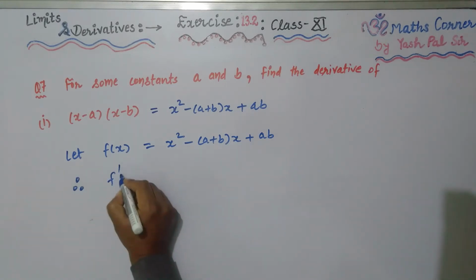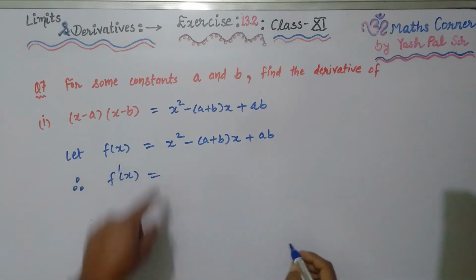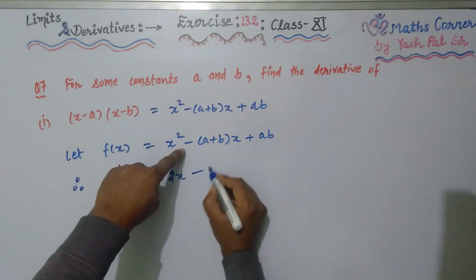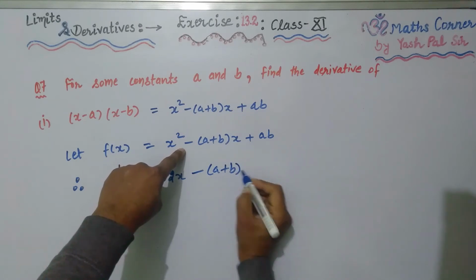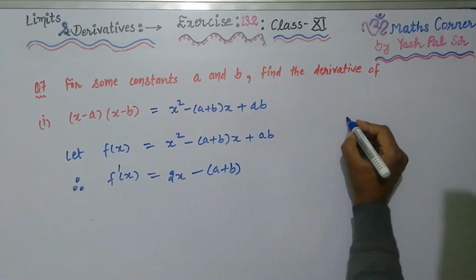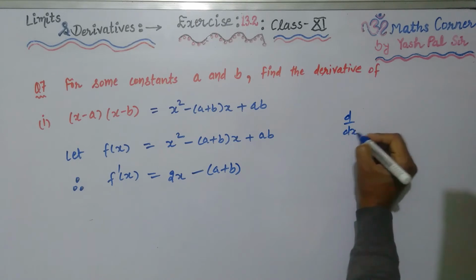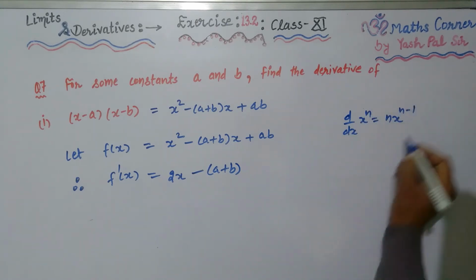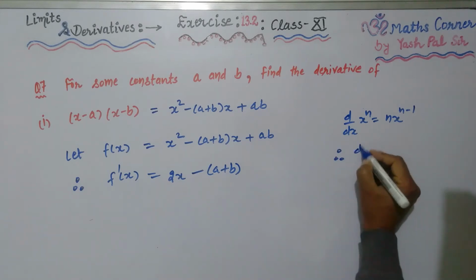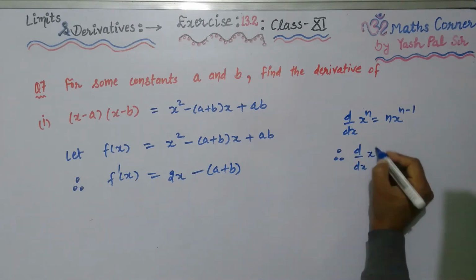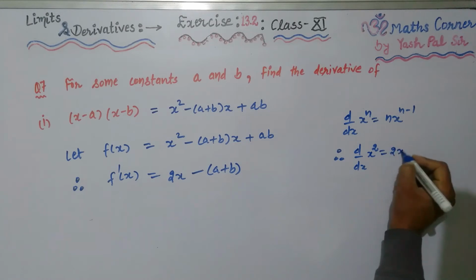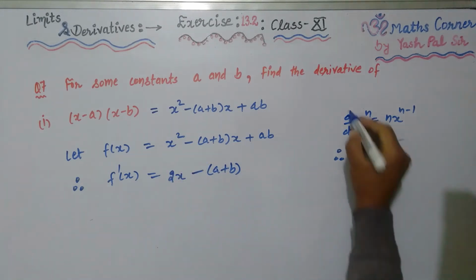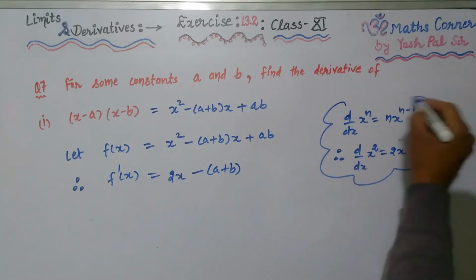Right? So the derivative f dash x, what is the derivative of x square? This is 2x minus (a plus b). x is constant because we know that the derivative of x raised to power n is equal to n into x power n minus 1. So the derivative of x raised to power 2 is equal to 2 into x power 2 minus 1, 1. So this is 2x. So okay, this is the first thing.